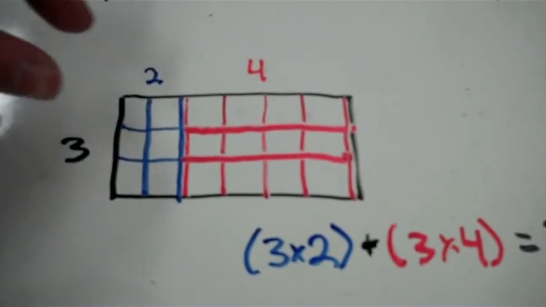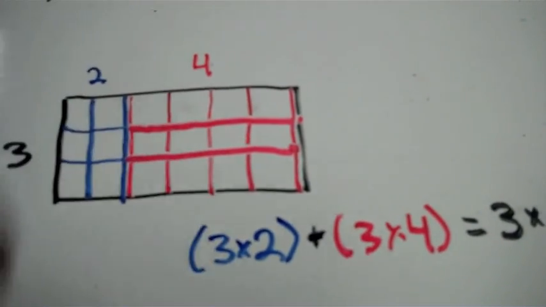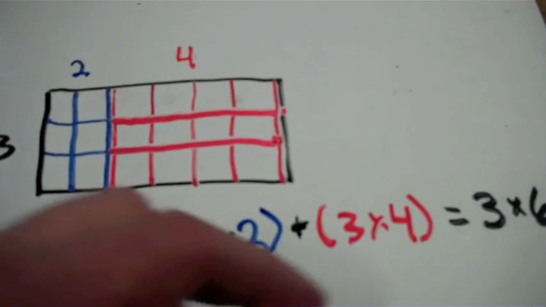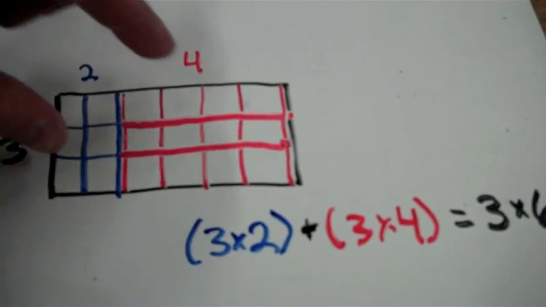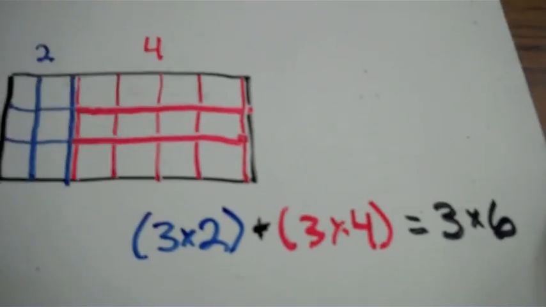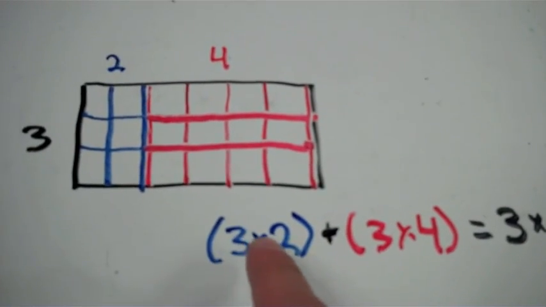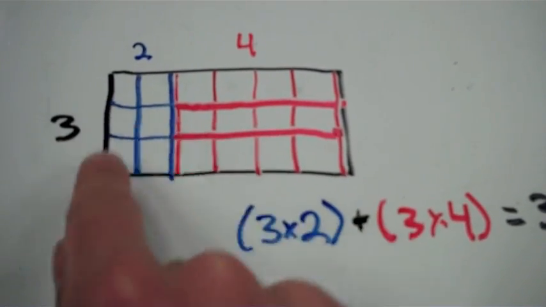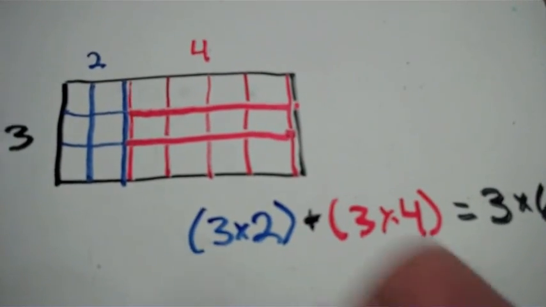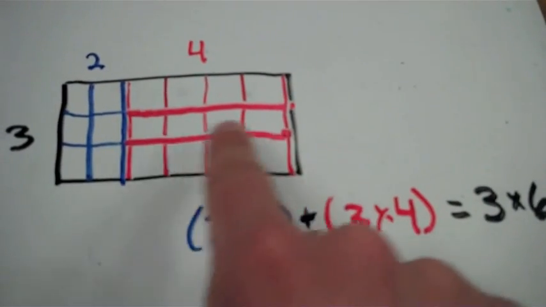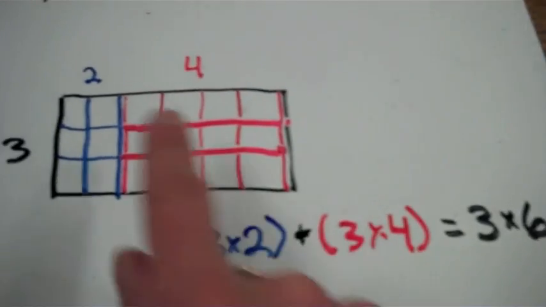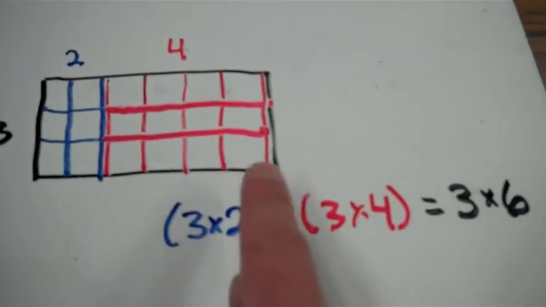A 3 by 2, which is right here, plus a 3 by 4, which is right here, makes 3 rows of 6. Another way to look at it is 3 rows of 2, 1, 2, 3, plus 3 rows of 4, 1, 2, 3, makes 3 rows of 6, 1, 2, 3.